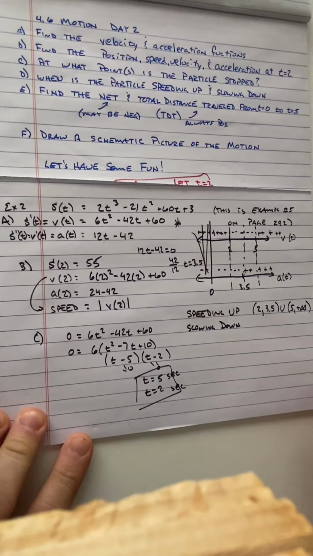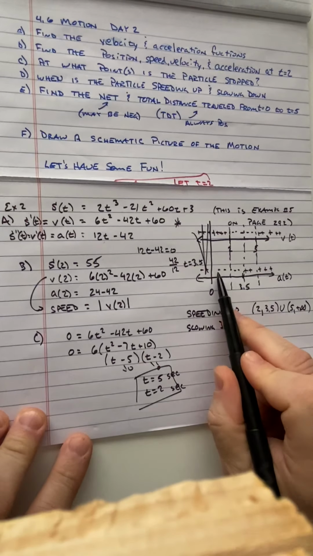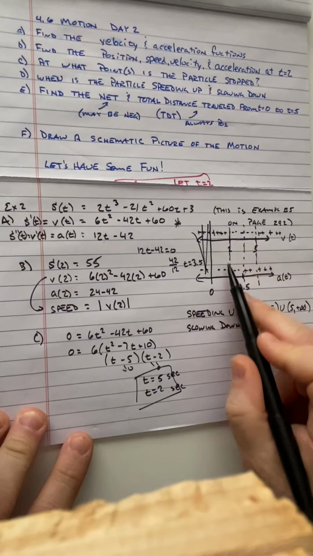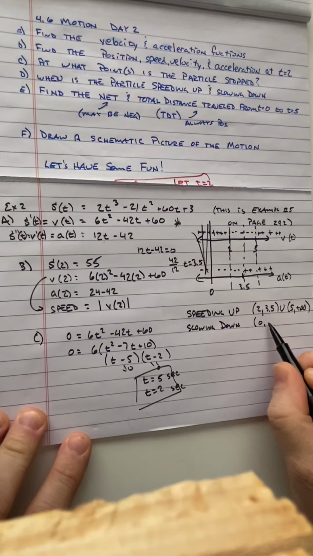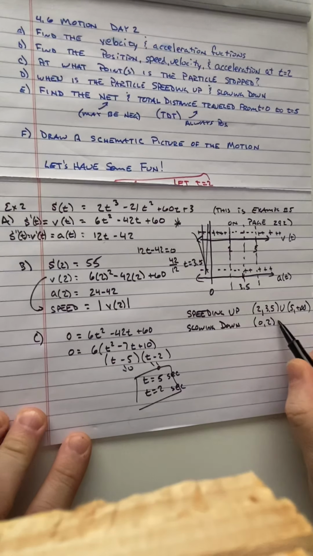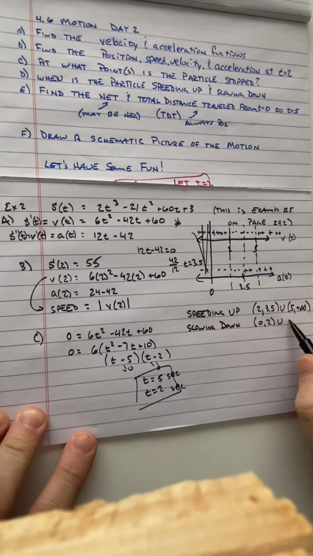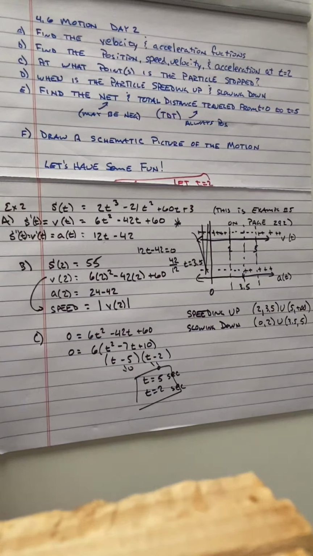It's slowing down everywhere else, I suppose. When the velocity and the acceleration have opposite signs, from 3.5 to 5. So we covered the board. It's either speeding up or slowing down, or it's stopped.